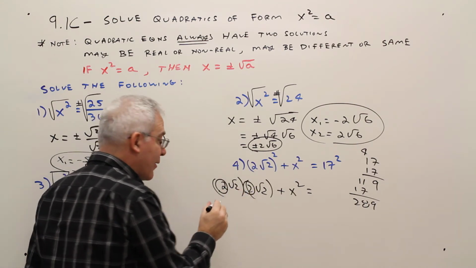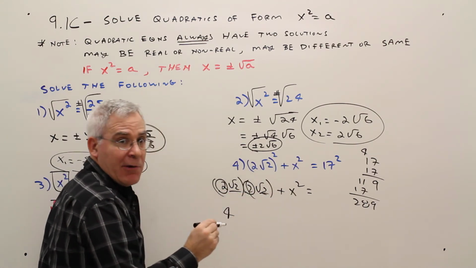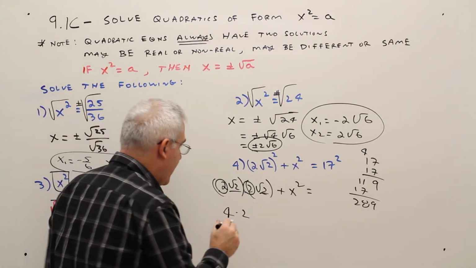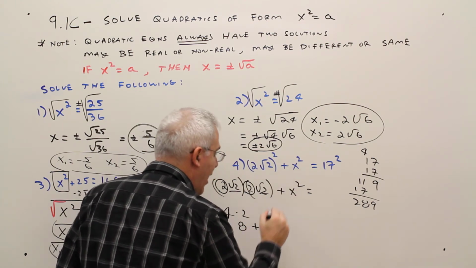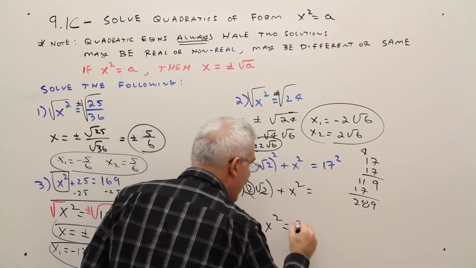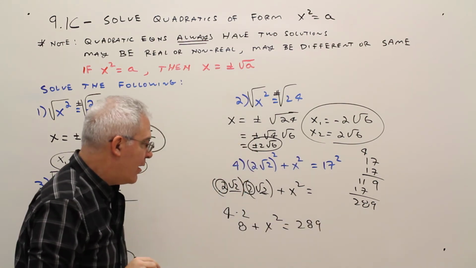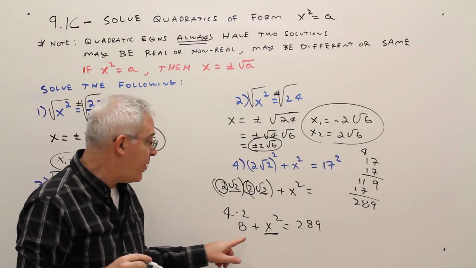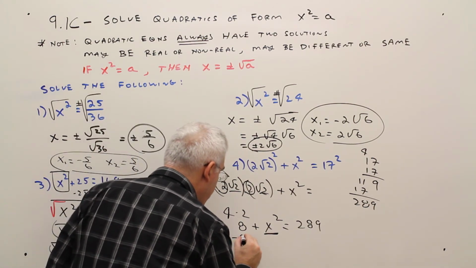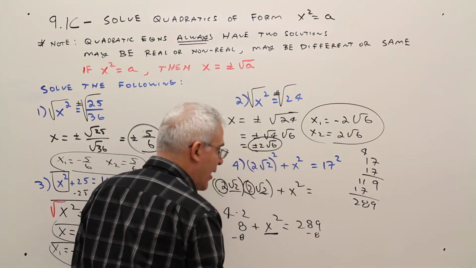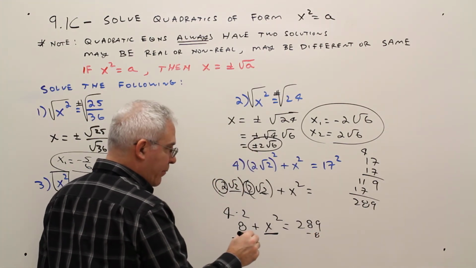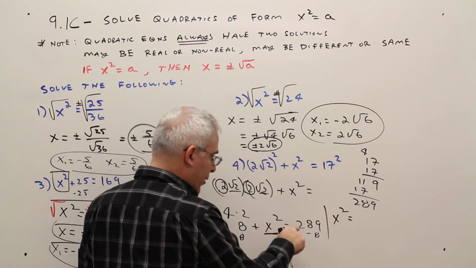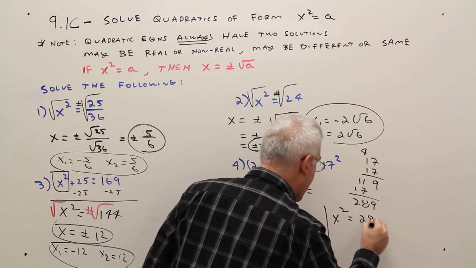All right, so I'll multiply this out. 2 by 2 is 4. Rad 2 by rad 2 is 2. And 4 by 2 is 8. So I'm going to get 8 plus x squared equals 289. Remember, I'm going to isolate this x squared term, so I'm going to subtract 8 from each side. So I'll go minus 8 here and minus 8 here. So I'll get x squared equals 281.